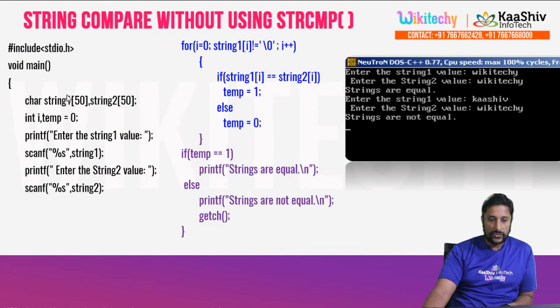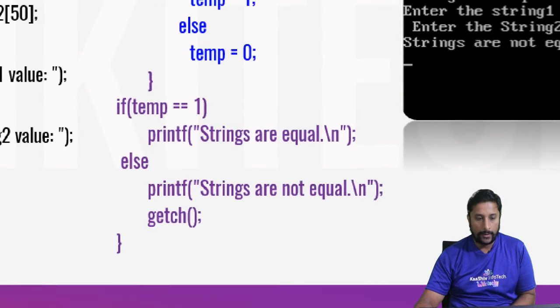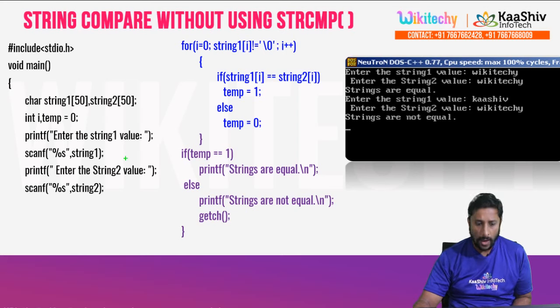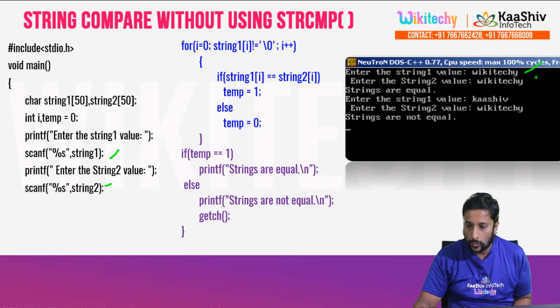Okay, let's move on to the program. I have my string 1 and string 2. I have a variable i and temp equal to 0. I'm getting string 1, getting string 2, and using a for loop to compare. Afterwards, if temp equals 1, the strings are equal, and if not, they are not equal. Let's explain it more. I have two strings, 1 and 2.